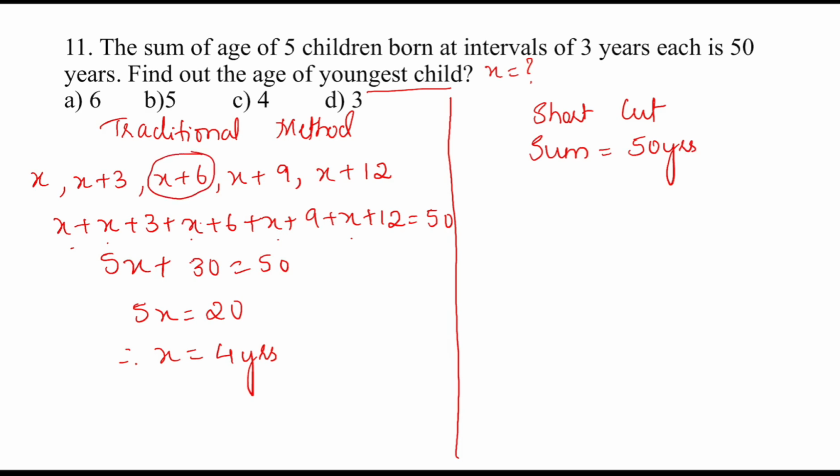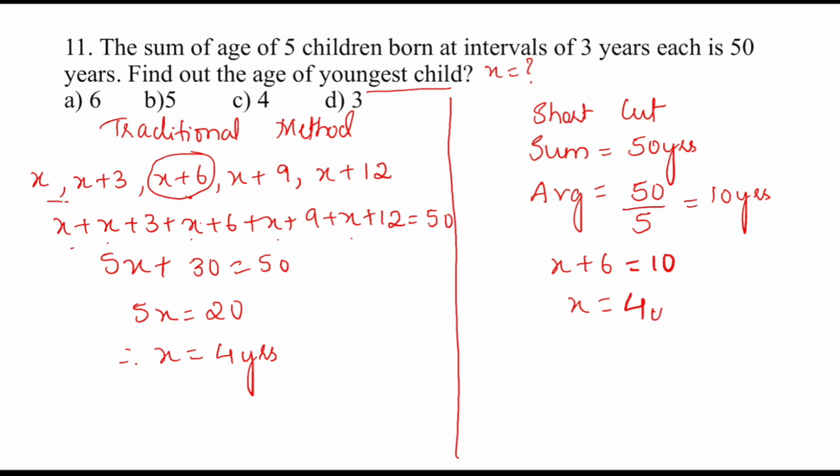So the average, we know, is always the sum divided by the number of children. The sum is 50 years and the number of children is 5. So it is 10 years. So the average we got is 10 years. And the average among the children is the middle person's age. So the middle person's age is x plus 6. Therefore I can say x plus 6 is equal to 10 years. Therefore x is equal to 4 years. Okay. So within hardly 2 steps we got the answer.